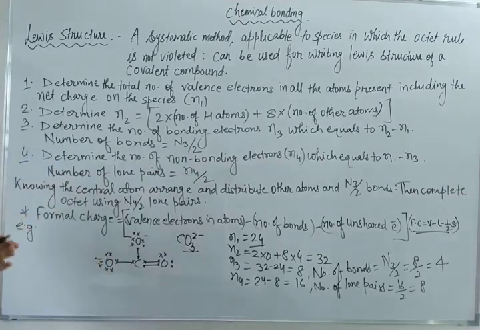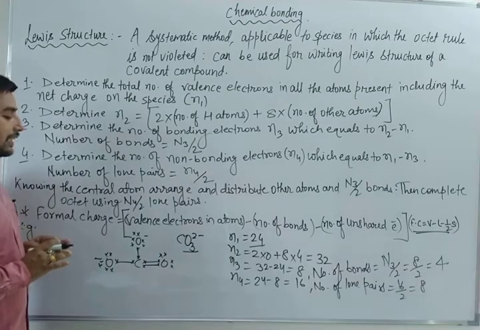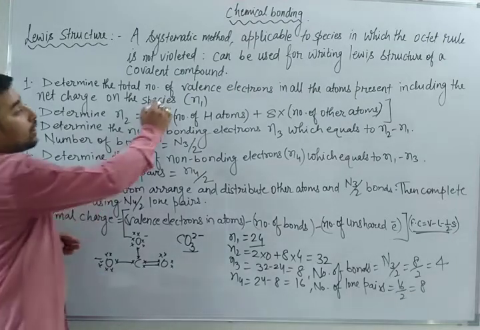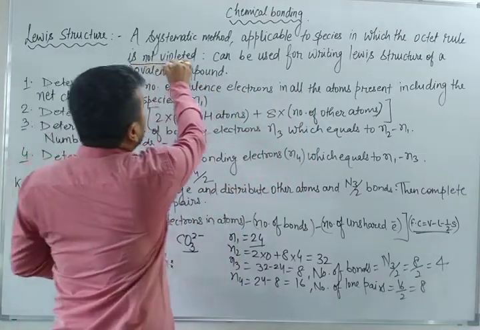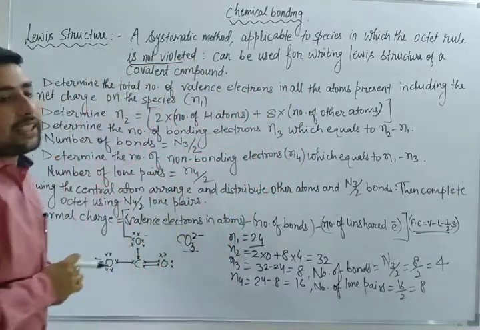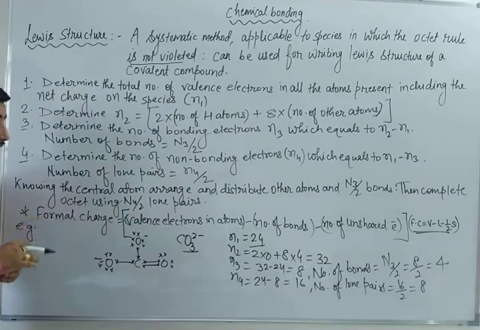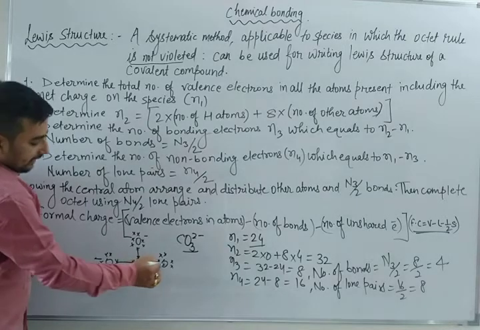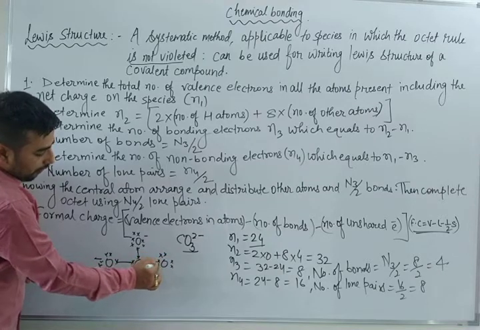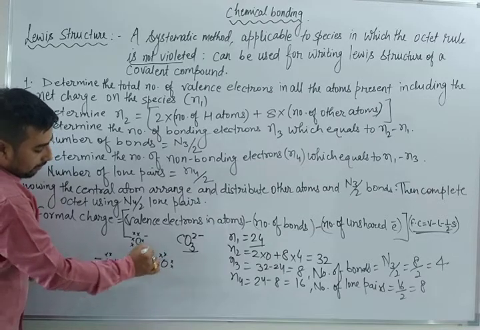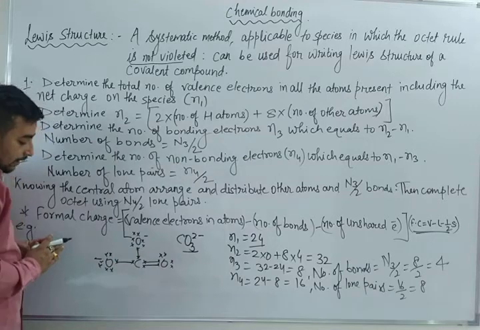See here, first of all I would like to tell you, you must understand that this is not violating the octet rule. So each and every element must get 8 electrons, right? Will it get them or not? First of all, you will just see. This oxygen has already got 8 electrons: 1, 2, 3, 4, 5, 6, 7, 8, just by sharing 2 electrons with the carbon atom.